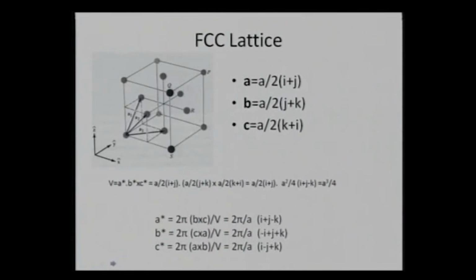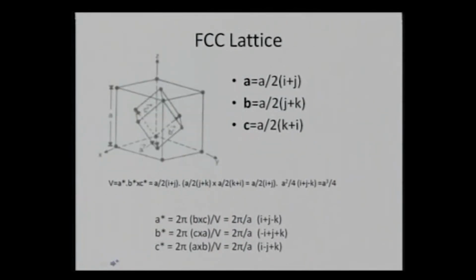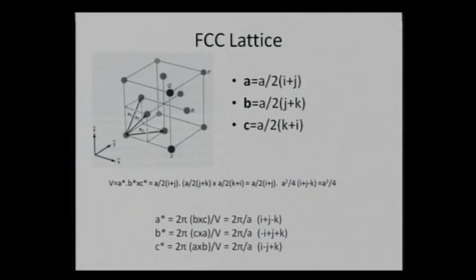Similarly, for an FCC lattice, my 3 equivalent points are the points sitting on the 3 different faces. Those correspond to i plus j, j plus k, and k plus i. So I have to traverse 1 in each direction, because this is my bottom face, this is my front face, and this is my side face, the center of that. So I have to travel (i plus j) by 2, (j plus k) by 2, and (k plus i) by 2.